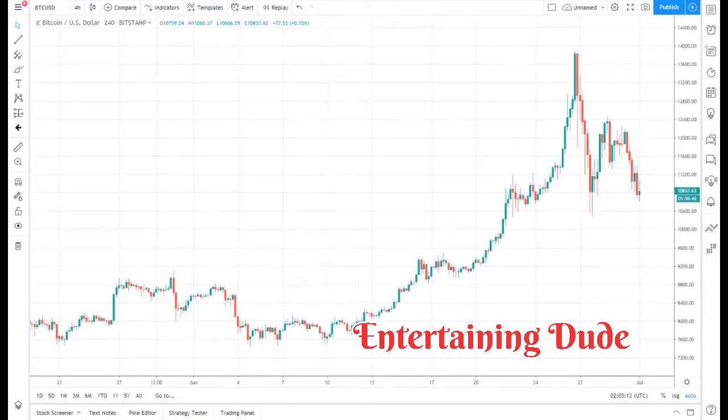This is a Bitcoin chart, or a Bitcoin versus the US dollar chart. And the reason I'm using the Bitcoin chart is because I want to show you that you can use the volume profile on any single market that you are trading. You can use it on cryptocurrencies, you can use it on forex, you can use it on stocks, and you can use it on futures.